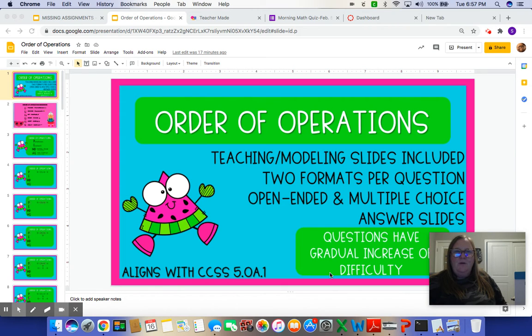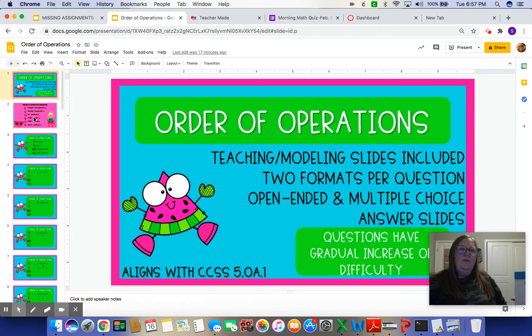Today, we're going to talk about for math something new called order of operations. And it's simply a fancy name for solving a math equation, which is a math problem that involves several steps and several types of operations like addition, subtraction, multiplication, division.